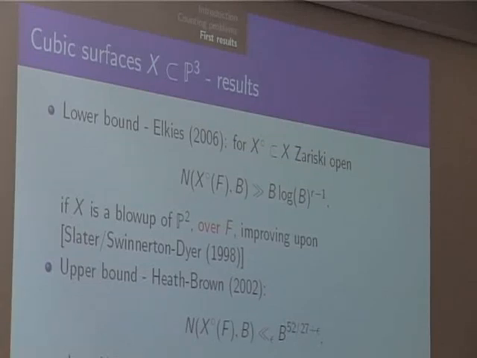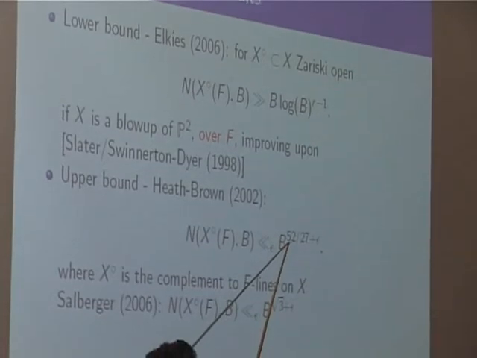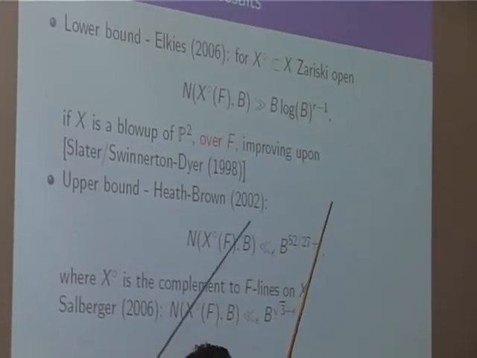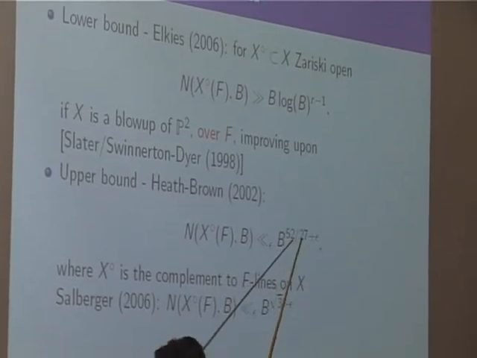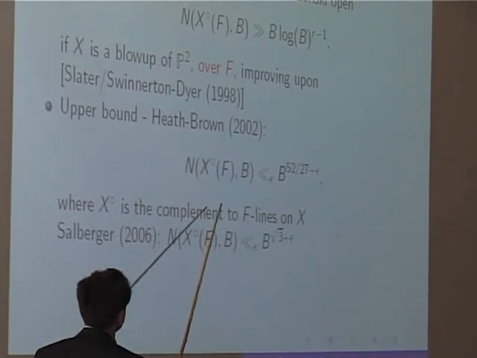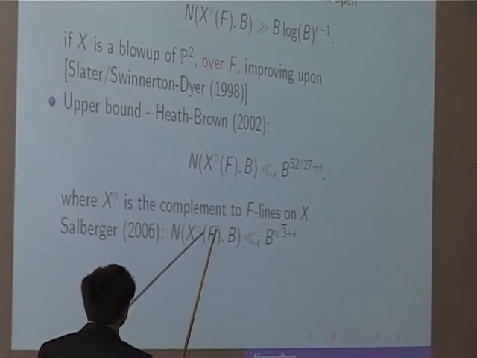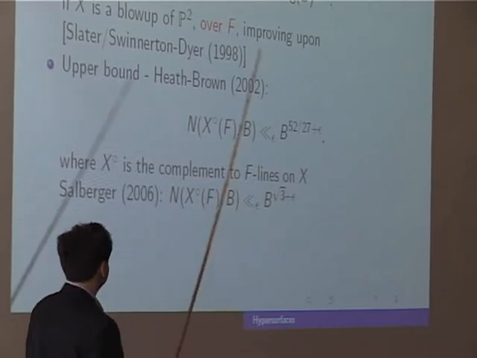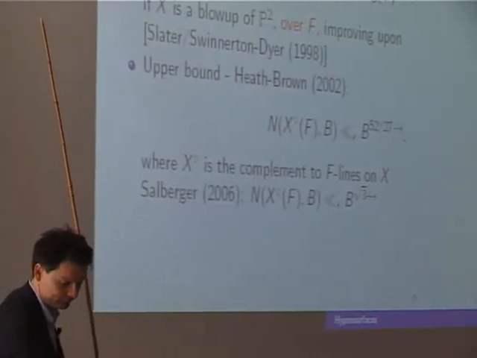Upper bounds are interesting. The first upper bound where you were able to do better than the points on those lines, I mean, 52 over 27 is less than 54 over 27, which is 2, so better than B squared, is due to Heath-Brown in 2002. And Salberger improved this to B to the square root of 3 plus epsilon recently.